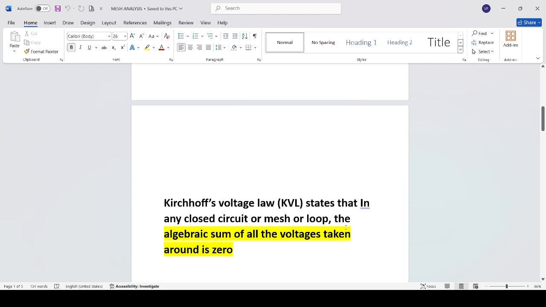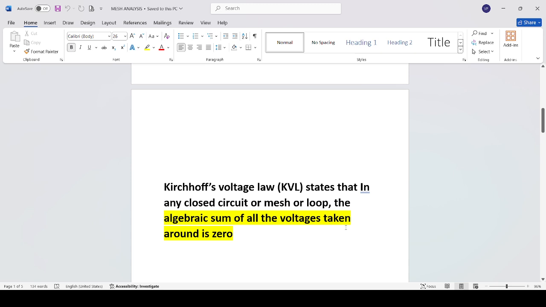So Kirchhoff voltage law states that in any closed circuit, mesh or loop, the algebraic sum of all the voltages taken around is zero. So this is the fundamental concept we are going to use to solve this problem. Okay. So if you are taking any complex problem, there will be a number of loops. So we need to choose a single loop and sum up all the voltages. We need to find out the equation. Okay. That is the concept.